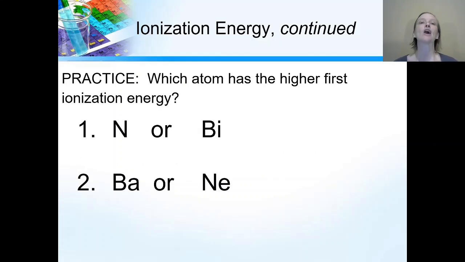Let's practice. Which atom has the higher first ionization energy, nitrogen or bismuth? It is nitrogen because it's higher up in the periodic table. And how about barium or neon? It is neon because neon is further to the right on the periodic table.